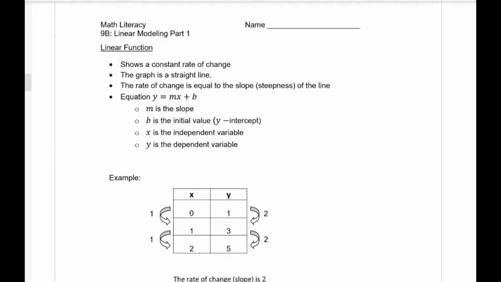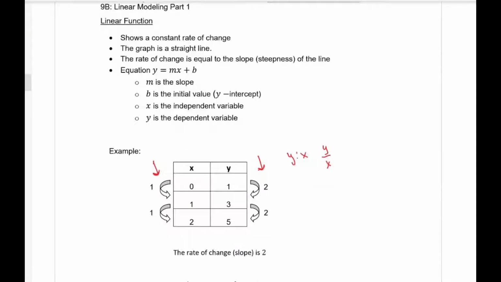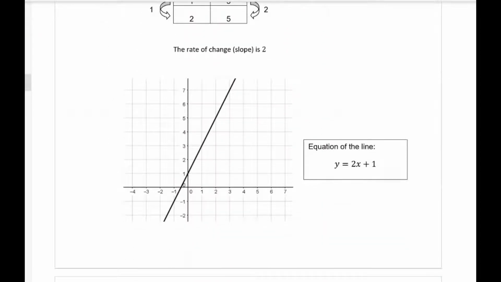And here is an example in table form of a linear relationship. You can see here that as my x values increase, their rate of change is the same, and as the y values change, their change is the same. So this ratio of change of y to x, or y over x, is going to be the same throughout a linear relationship. And here is an example of a graph.